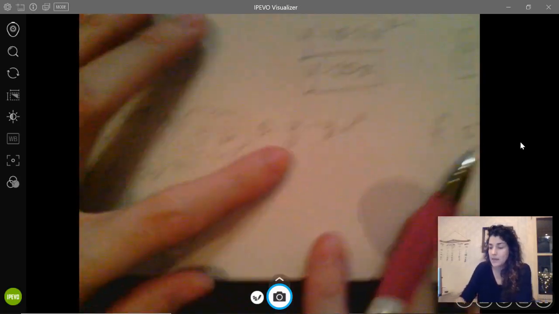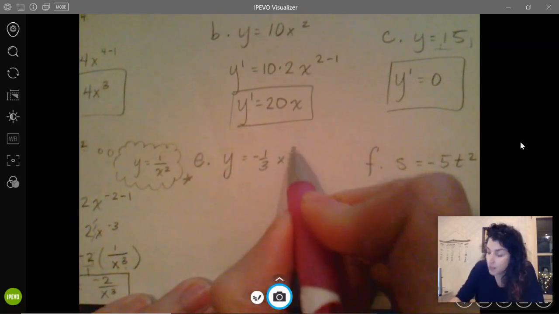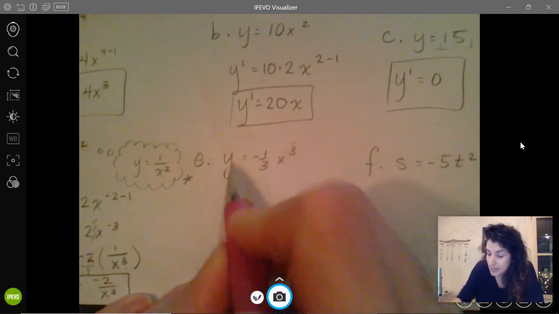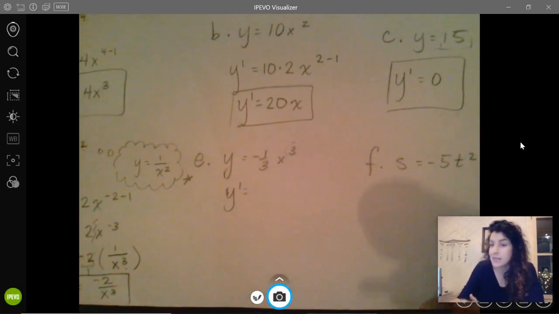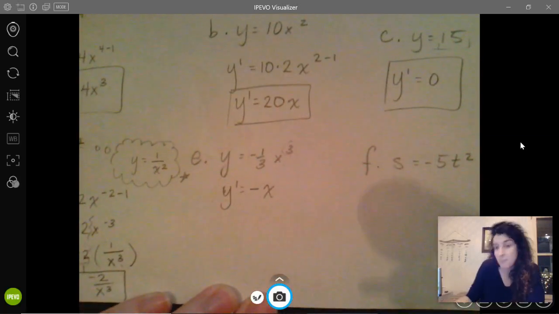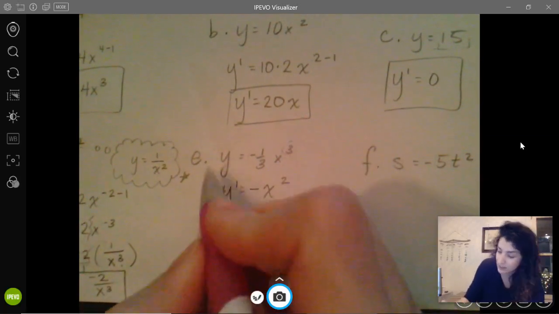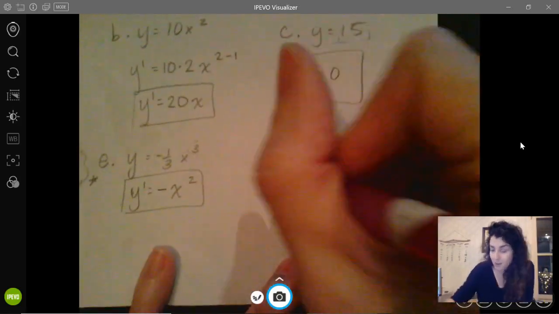Okay. I would like for you to try E on your own. Multiplying the coefficient and the exponent, I get that the derivative is equal to negative 1/3 times 3 is negative 1. So just negative, and then x, and then 1 less than positive 3 is 2. So negative x squared. I'd like for you to try F on your own.